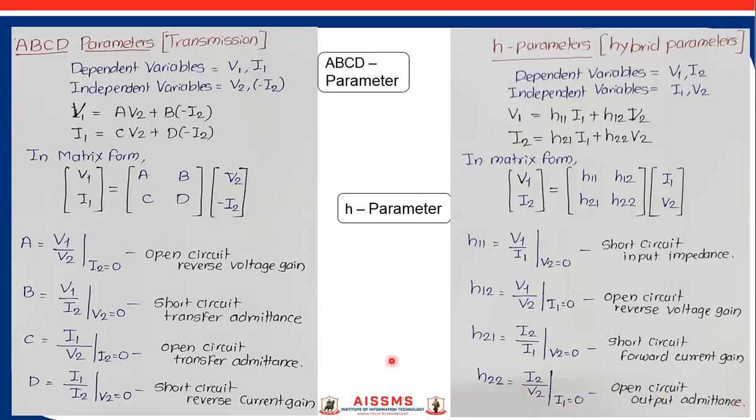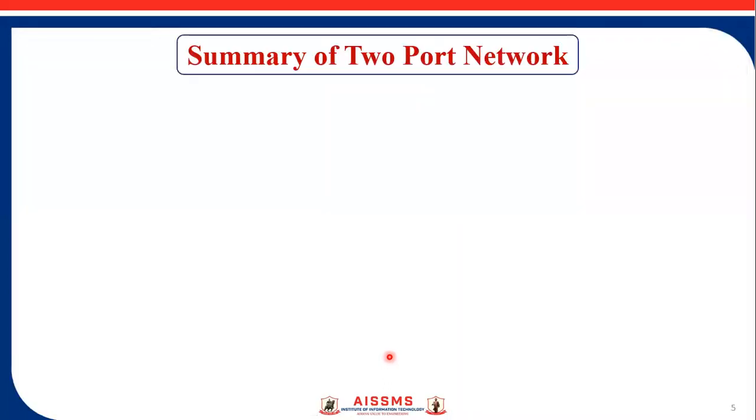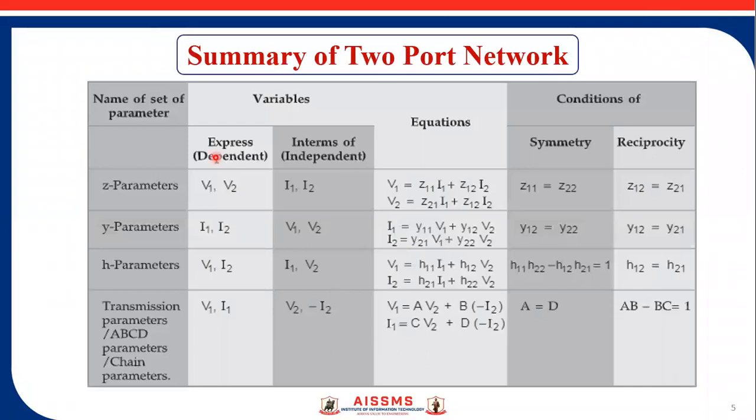Summary of two-port network parameters: Z parameter, Y parameter, H parameter, and transmission parameter. So these are the dependent variables, and these are independent variables. These are the equations.